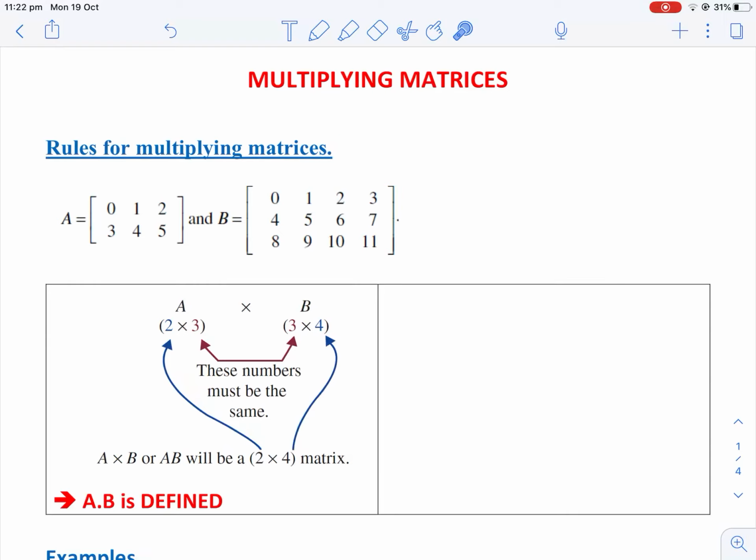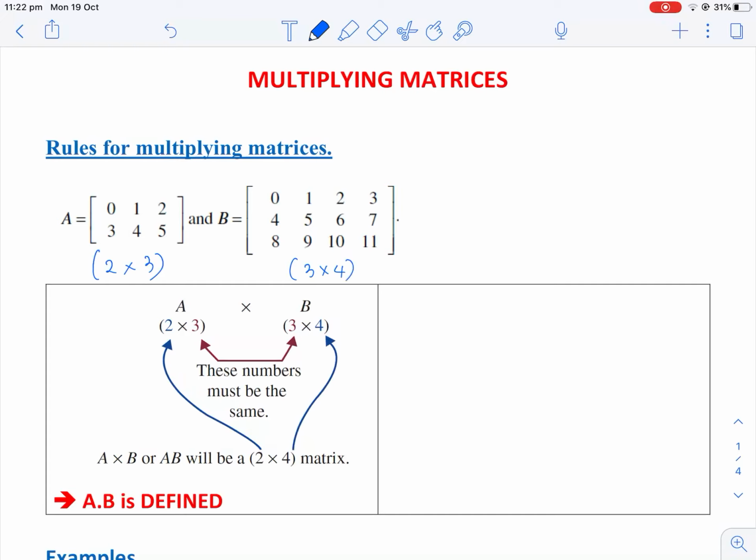the order of the matrices. The order of matrix A is the number of rows times the number of columns. So we have 2 rows and 3 columns, so the order of matrix A is 2 rows times 3 columns. Remember, 2 times 3 here is not 6. It is 2 rows times 3 columns. And the order of matrix B is 3 rows times 4 columns, so it's 3 times 4.